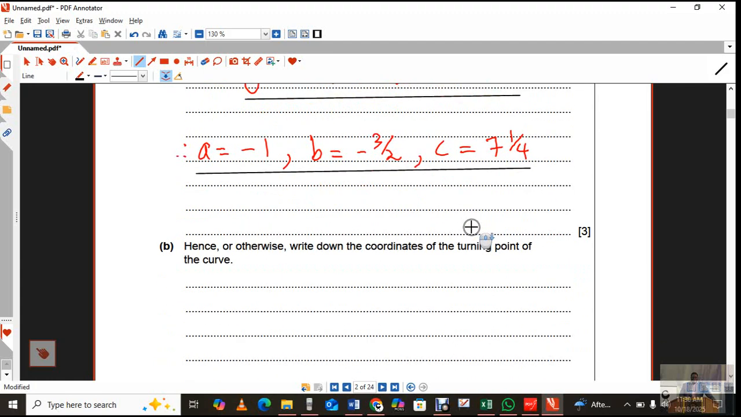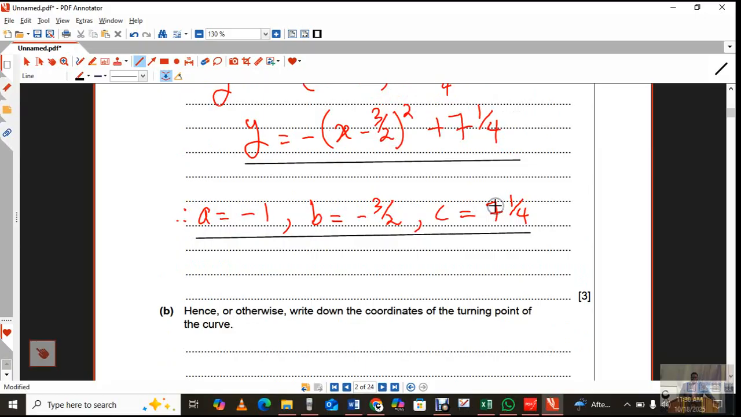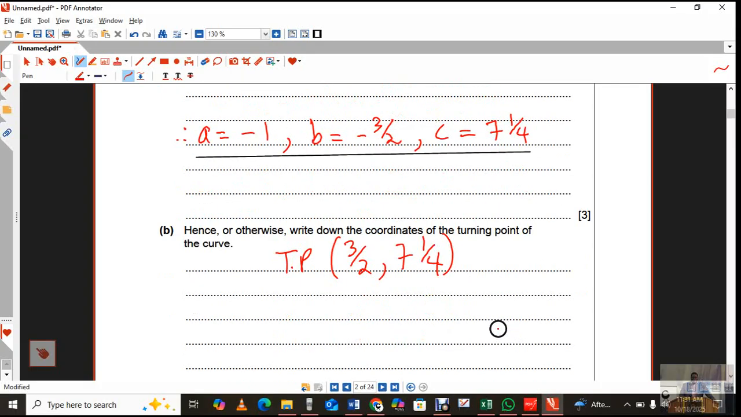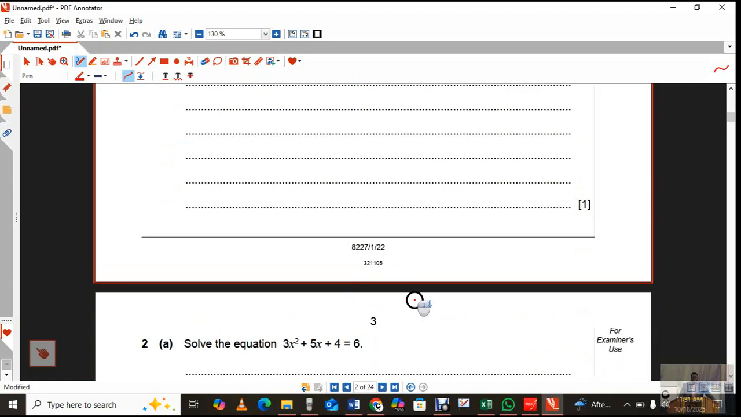They say hence or otherwise write down the coordinates of the turning point of the graph. Now, it's very straightforward, as I was saying. For the turning point, we just have to write them down from that equation. It's always the opposite of whatever the sign is, so the opposite of that is going to be +3 over 2. And this value over here, the 7 and 1/4, that is your range, that's your y value. You can give it as a decimal, whatever the case may be.